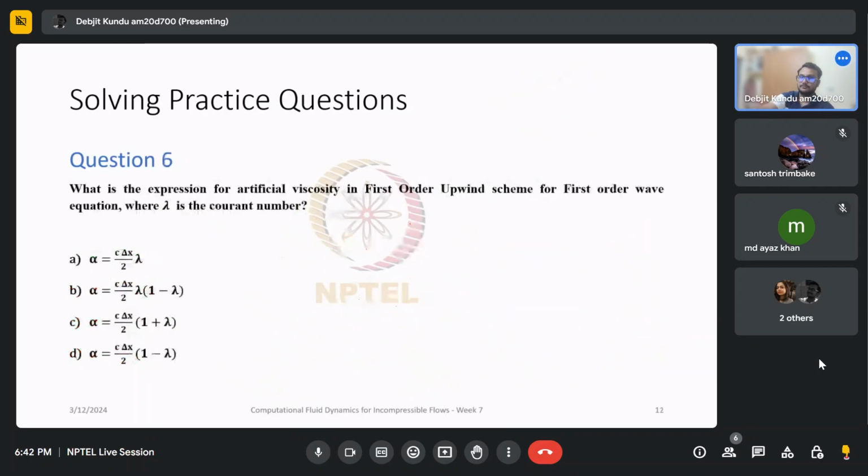Okay, so we'll move on to question number 6 now. What is the expression for artificial viscosity in first order upwind scheme for first order wave equation? So the first order wave equation is given by this, dou phi dou t equal to minus c dou phi dou x. And first order upwind scheme tells us that if c is positive, then this dou phi dou x has to be discretized as phi i minus phi i minus 1, because upwind, we have to use the points upstream of that point in order to calculate the spatial derivatives. And dou phi dou t in a simple forward difference manner.